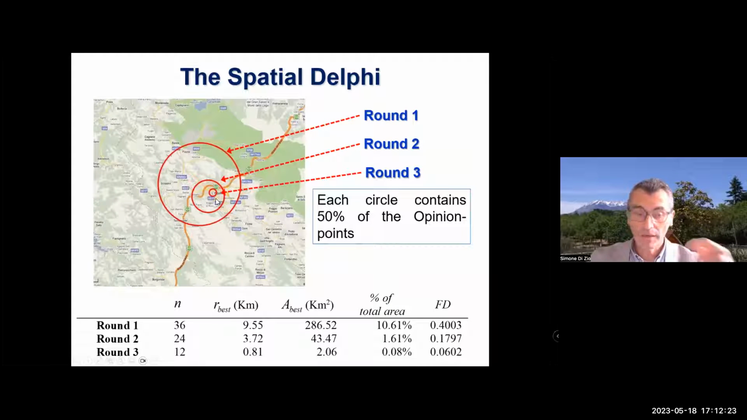And also by measuring some aspect of these circles, we can get a number of statistics that measure the consensus and the stability of the answers. So we can calculate the radius, the area, the position, the percentage of the area of the circle with respect to the area of study, and a number of other measures that can be calculated.